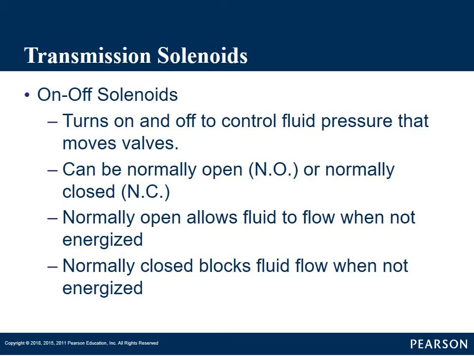They can be normally open or normally closed. A normally open valve allows fluid to flow when it's not energized, but as soon as you energize it, it blocks the fluid off. A normally closed valve blocks fluid flow when it's not energized, but as soon as the ground path is applied, it moves the plunger and fluid is able to flow through the solenoid to the valve.